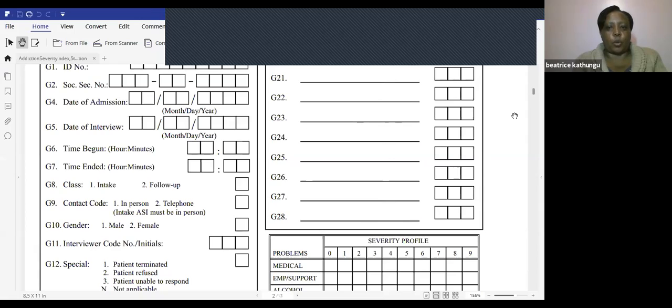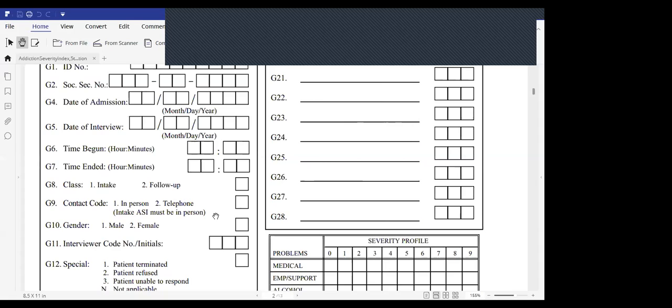Okay, thank you for your question. The reason 2 is there is because you may be doing this interview as a follow-up. Can you see number 8 has 2 things? It has intake for 1, and it has follow-up for 2. So if you put 2 under G8 follow-up, then you could do the follow-up through a telephone or a face-to-face. So that is why 2 is here, to be able to provide for you to do a follow-up, because a follow-up is allowed in telephone mode. Is that clear, Michael? Yes, thank you.